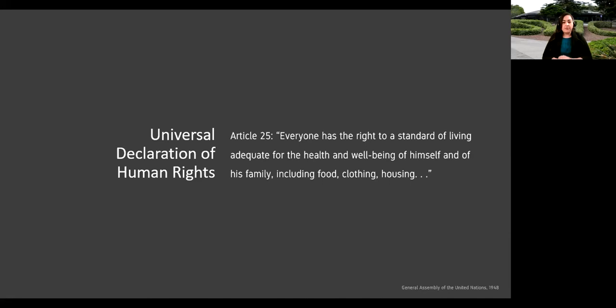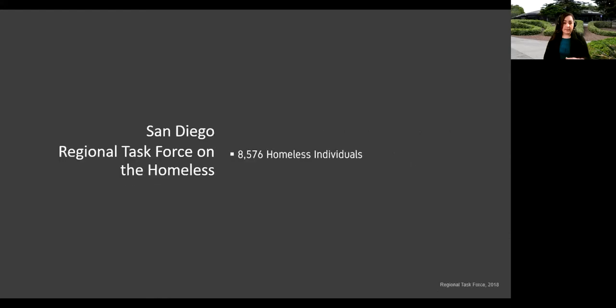The General Assembly of the United Nations in 1948 stated in Article 25 of the Universal Declaration of Human Rights that everyone has a right to a standard of living adequate for the health and well-being of himself and of his family, including food, clothing, and housing.